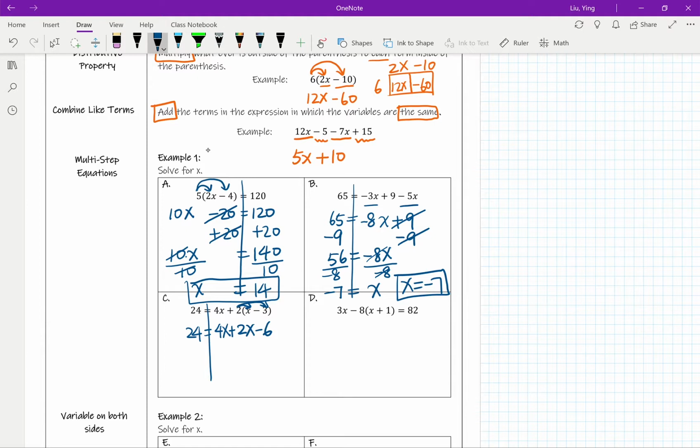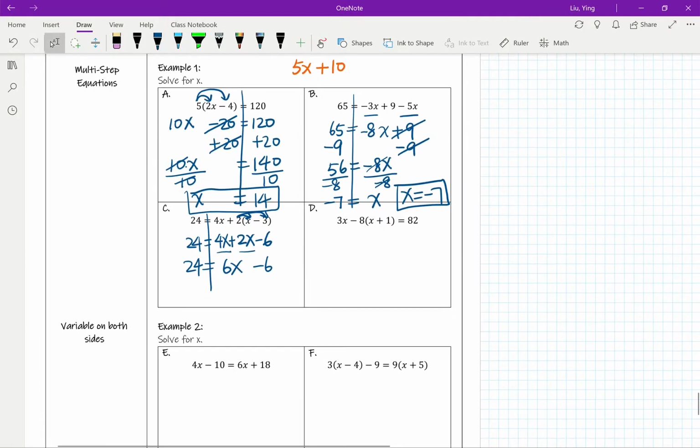After that, we can see then on the right-hand side, there are two terms that are like terms. So we need to combine like terms. So 4x plus 2x is going to give us 6x. And then we'll just bring down this negative 6. And nothing has changed on the left-hand side. And then we'll undo the plus or minus, in this case the minus, so we'll add 6 on both sides to get rid of the negative 6.